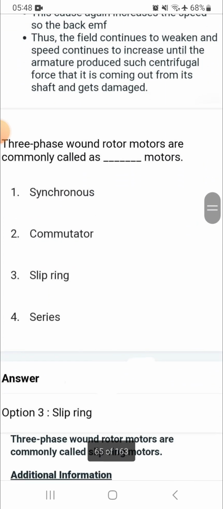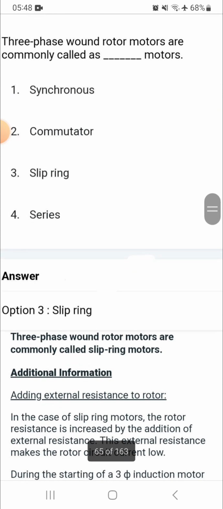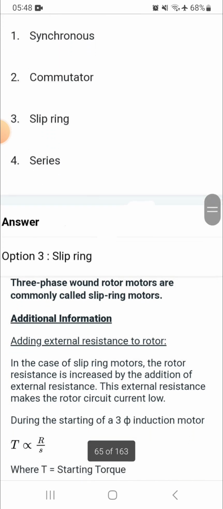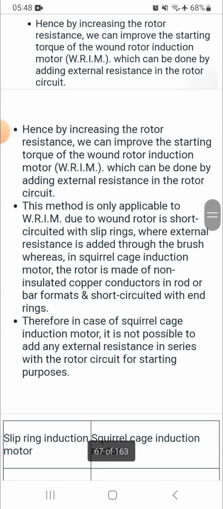Next one, three-phase wound rotor motors are commonly called slip ring motors. Adding external resistance to the rotor. Okay. Next one, this method is only applicable to the WRIM. WRIM means the wound rotor induction motor.